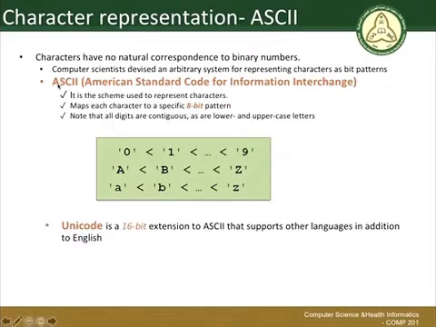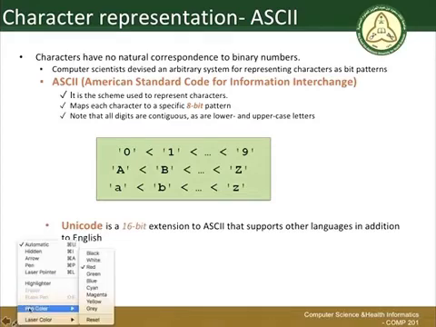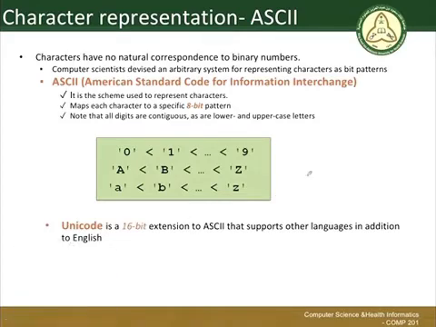Again, ASCII is only for the American characters, and it is 8-bit. So if I ask you what is the number of unique patterns that 8 bits can give me, you will use the formula, which is 2 to the power of 8, and 2 to the power of 8 is gonna give me 256.